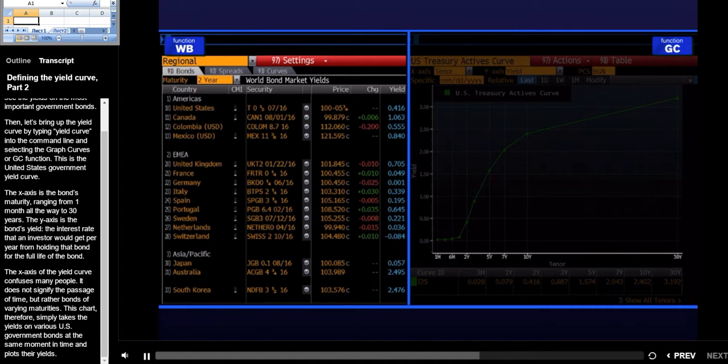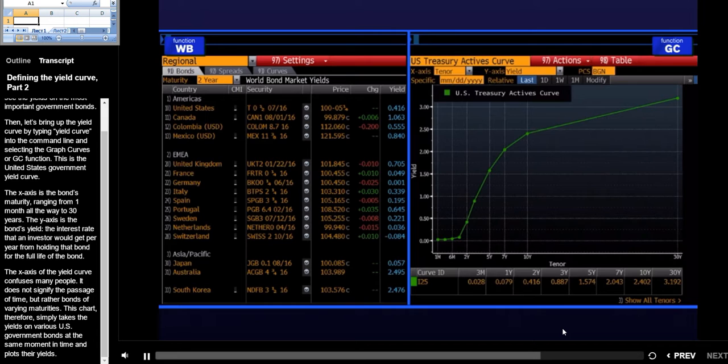The x-axis of the yield curve confuses many people. It does not signify the passage of time, but rather bonds of varying maturities. This chart, therefore, simply takes the yields on various U.S. government bonds at the same moment in time and plots their yields.